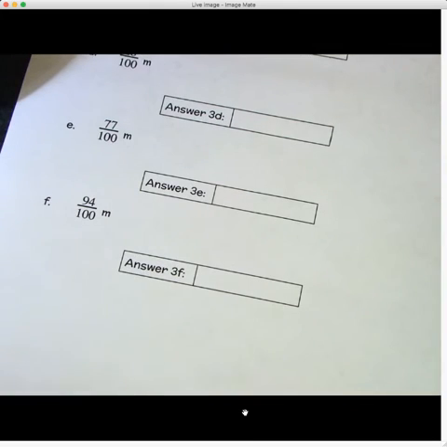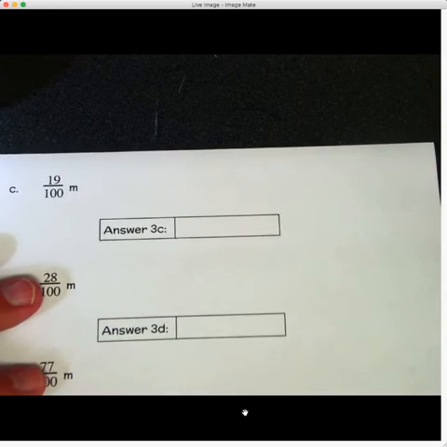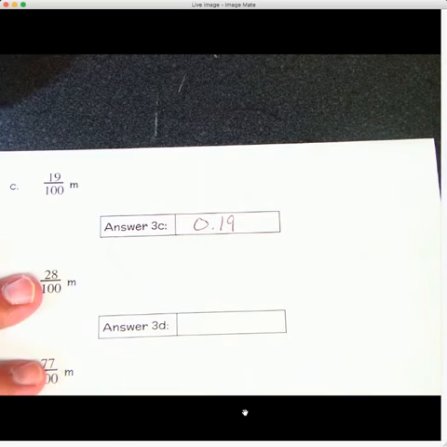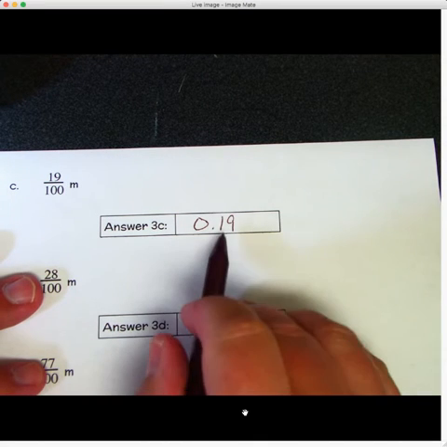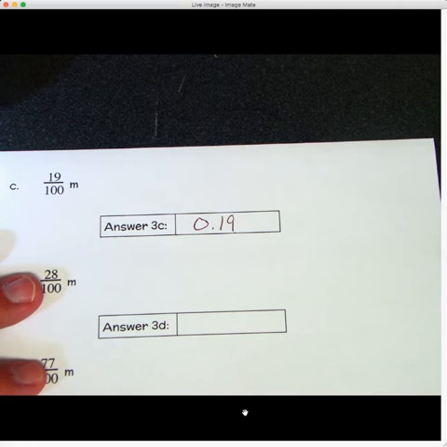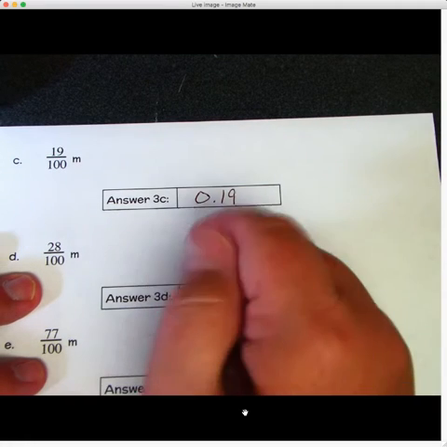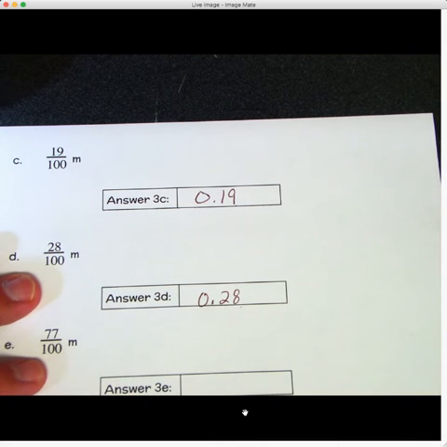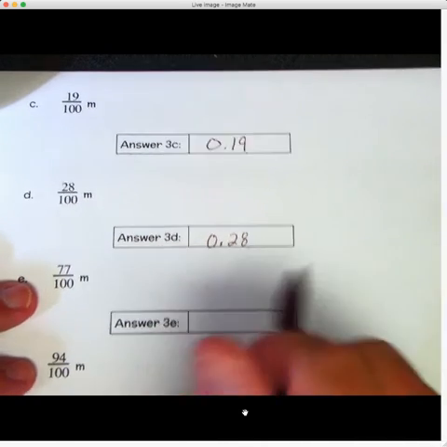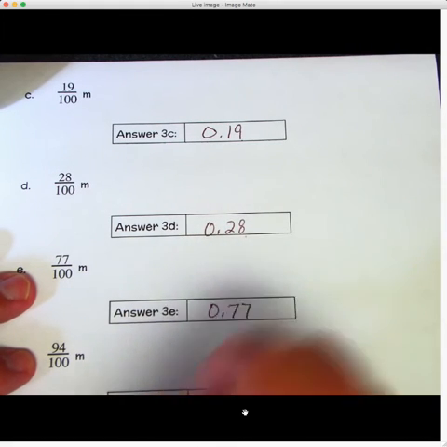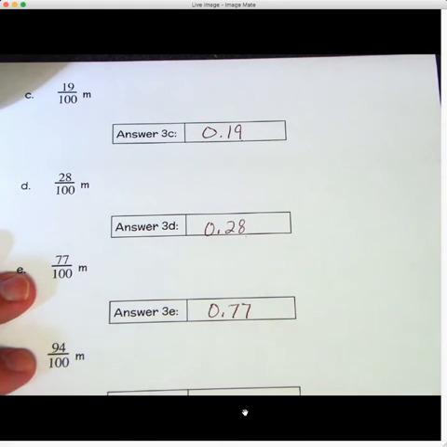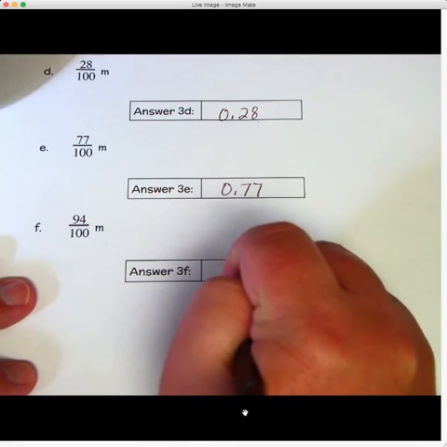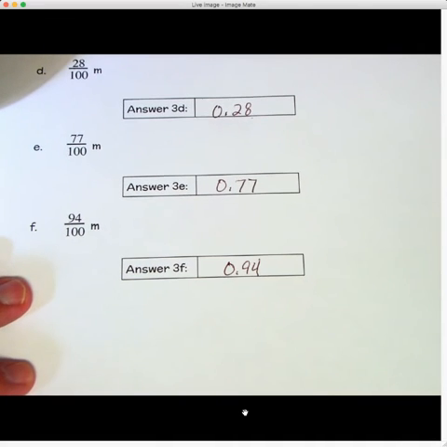All right, let's look at some more. 19 hundredths. Put a 19 after the 0. There's 19 in the hundredths place. 28 hundredths. We're just going to put a 28 after the 0. 77 hundredths. We're just going to put a 77 after the 0, and it goes all the way over to the hundredths place. 94 hundredths. We're going to put a 94 after the 0. It goes to the hundredths place.